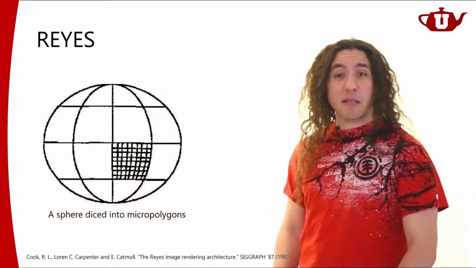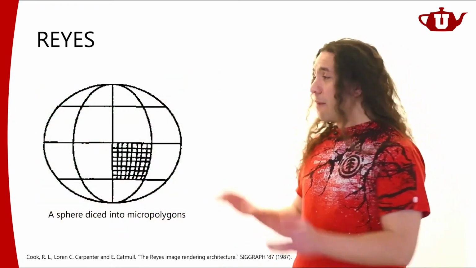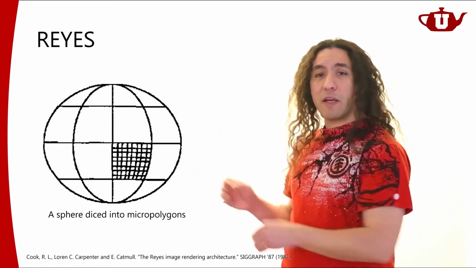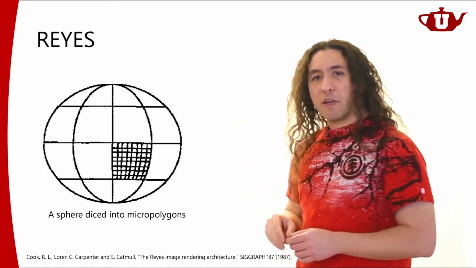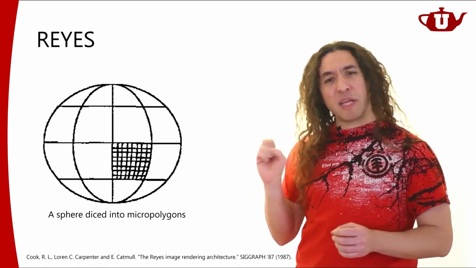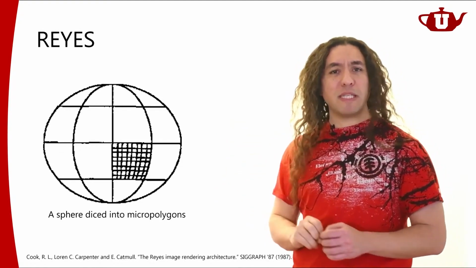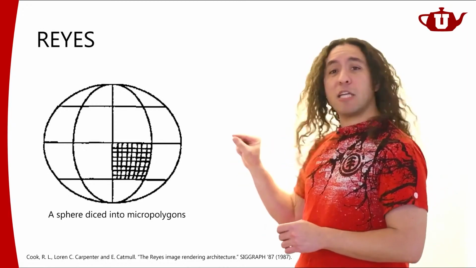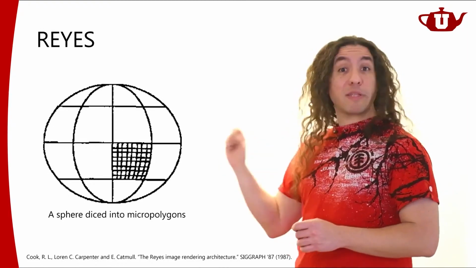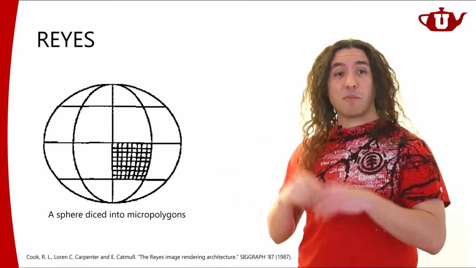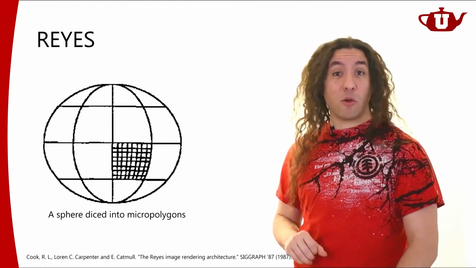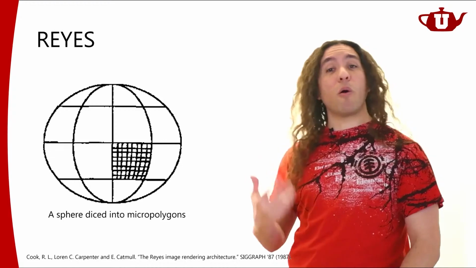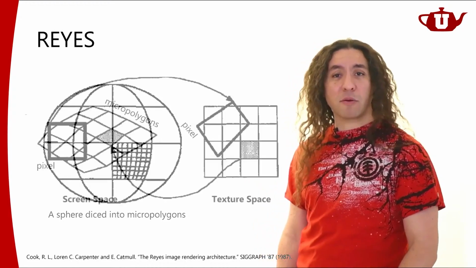It's a rasterization-based algorithm. When you have an object like this, let's say it's a sphere, it just takes every piece of that sphere and splits it into smaller and smaller pieces, such that each one of these pieces becomes smaller than a pixel. And when they're smaller than a pixel, you get the detail that you want. So that's the goal of this REYES algorithm.